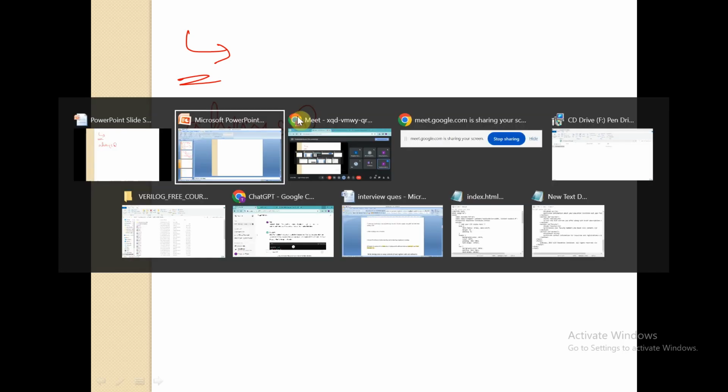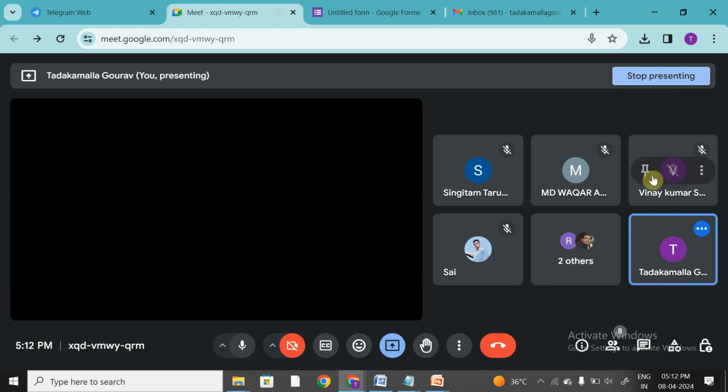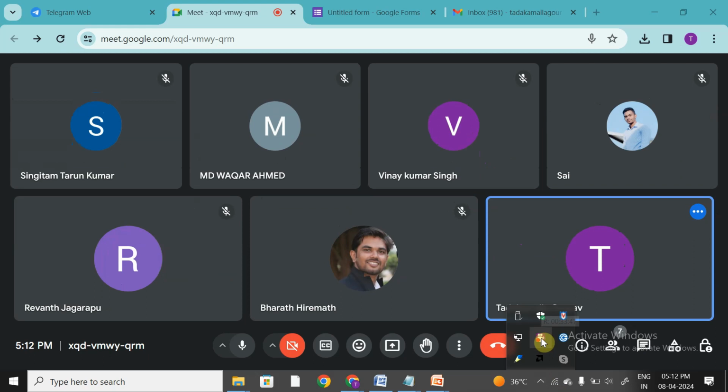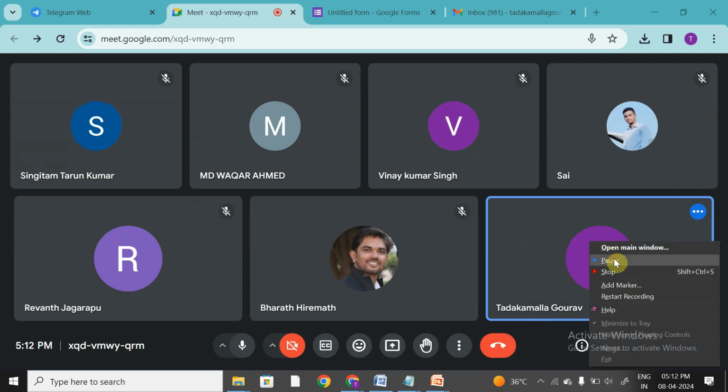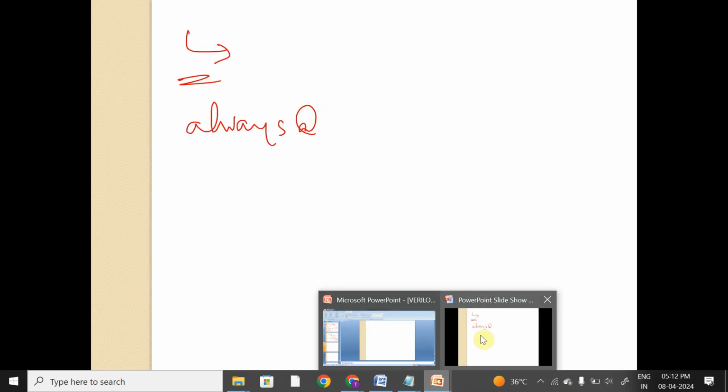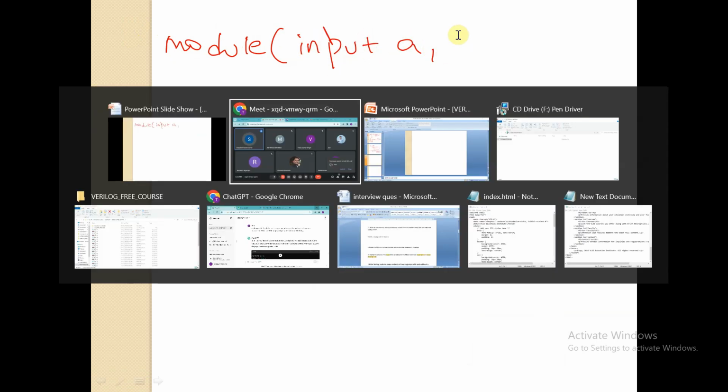wait a minute. Wait a minute. Yeah, so I've declared a module input A. Your screen is not visible. Sorry.